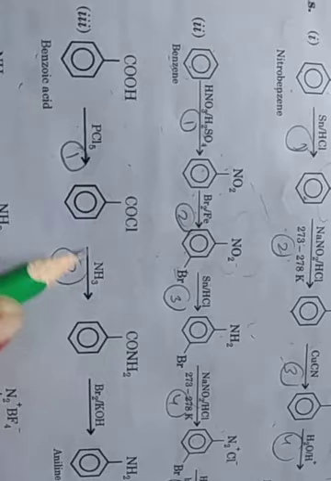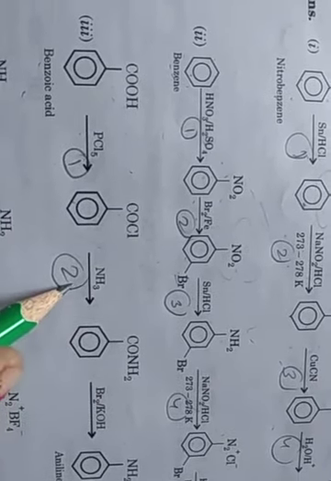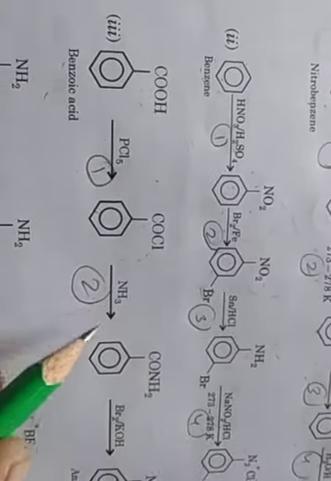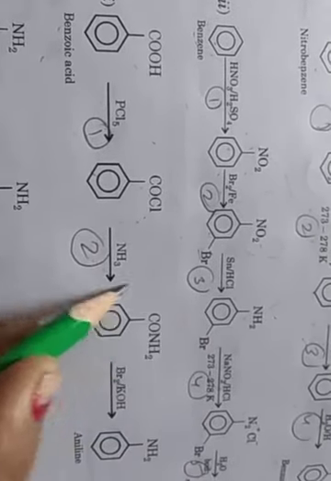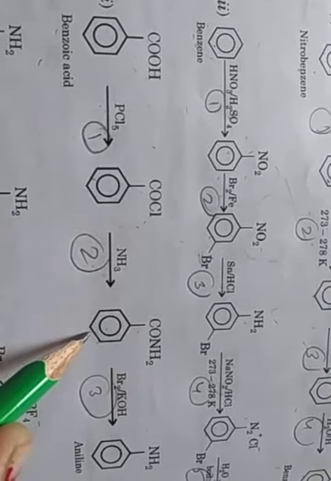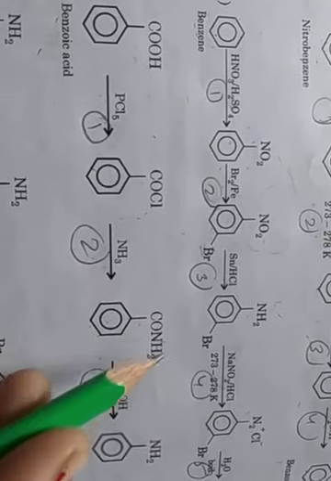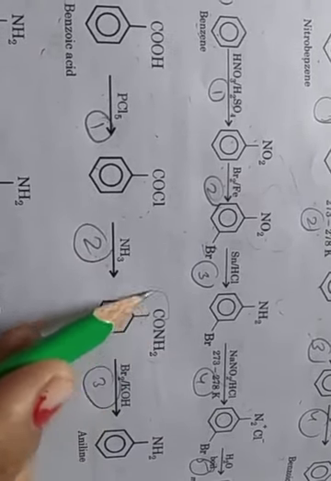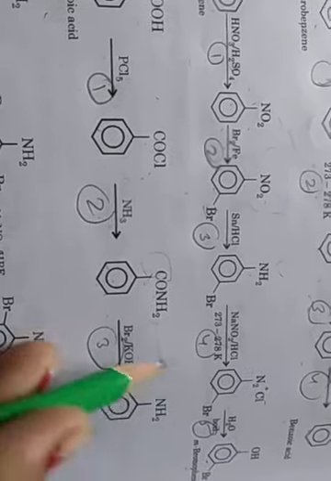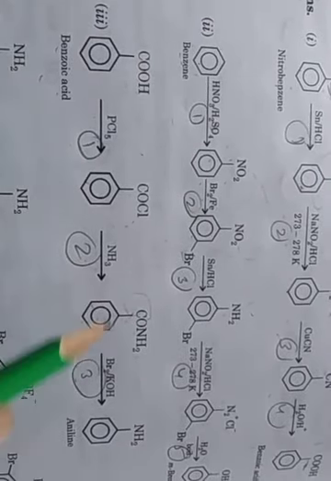Then the second step: this benzoyl chloride reacts with ammonia. HCl is released, and the NH2 group is attached with the CO, giving CONH2 with the benzene. Then in the third step, the benzene attached with the amide group, benzamide, reacts with Br2. This is the CONH2 group; the CO group is replaced and the NH2 group is attached with the benzene. So aniline is formed. So 3 steps are followed to convert benzoic acid into aniline.